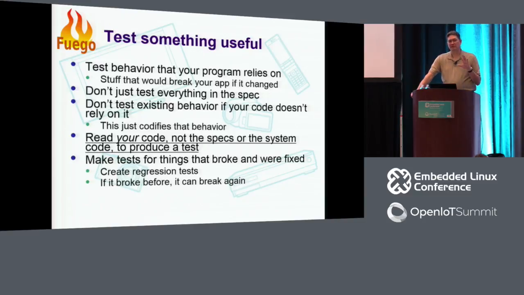And then the other major category of tests is things that you know broke. Things that have broken in the past are more likely to break in the future. So if you create regression tests, every time a fix goes into the kernel, if you create a regression test for that, that's something that's valuable.